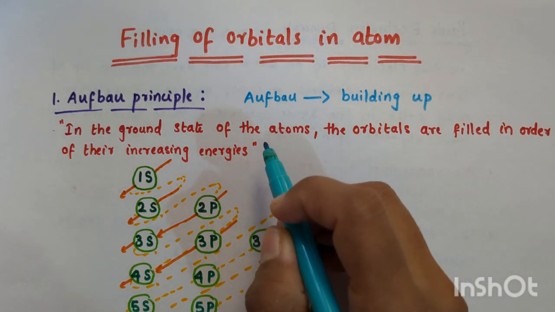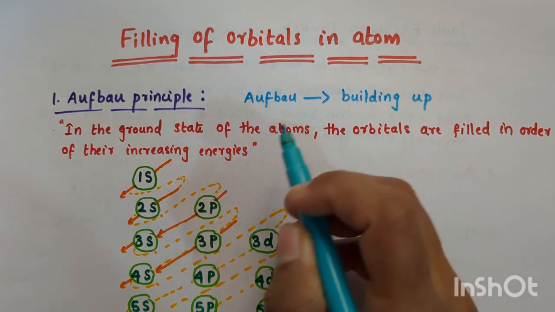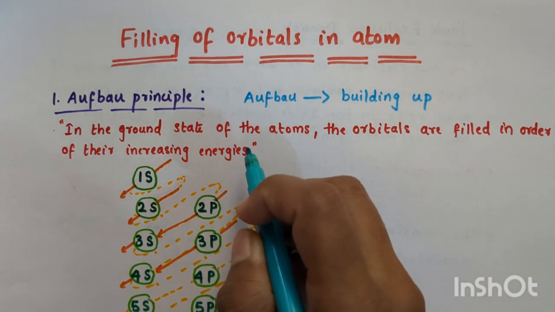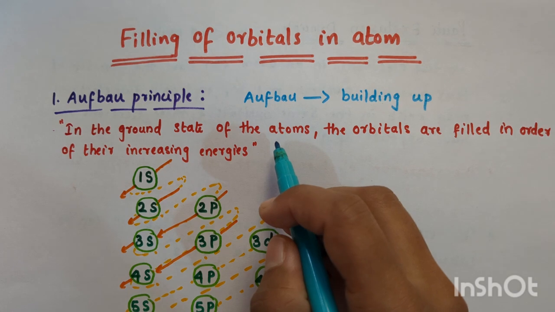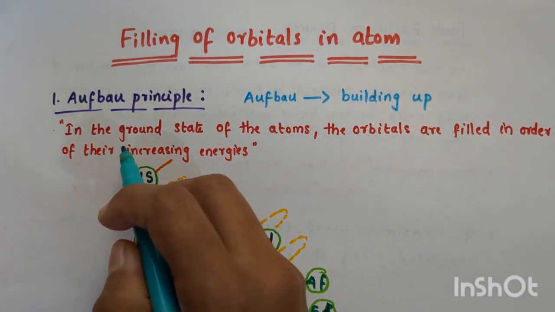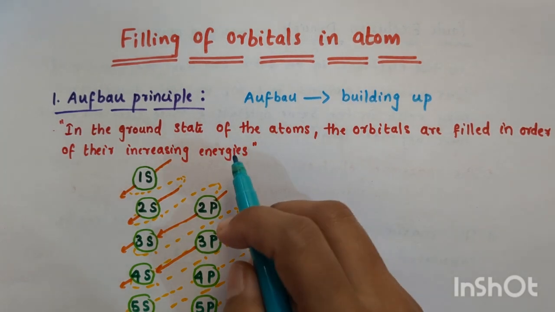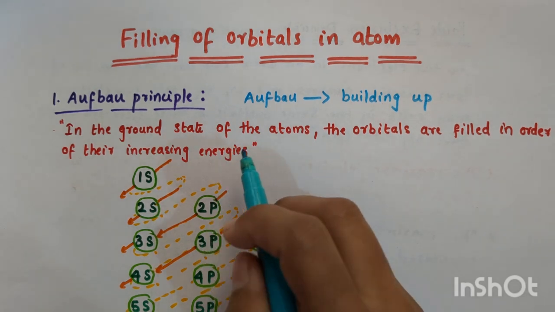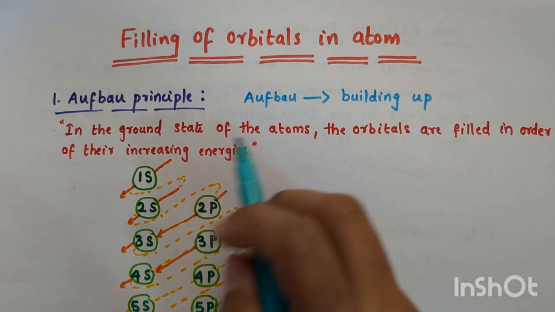The Aufbau principle helps predict the electron configuration of atoms, which determines their chemical properties and behavior. According to the Aufbau principle, in the ground state of the atoms, the orbitals are filled in order of their increasing energies. That is, electrons first occupy the lowest energy orbital available to them, and after filling the lower energy orbitals, they enter into higher energy orbitals.